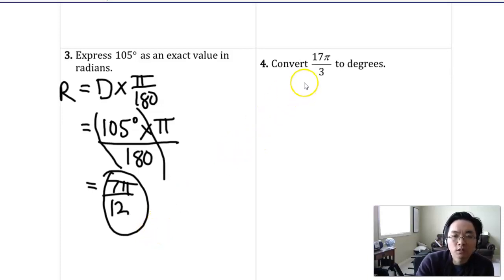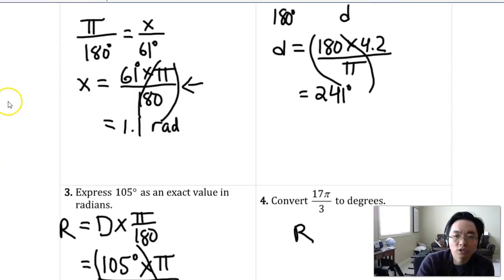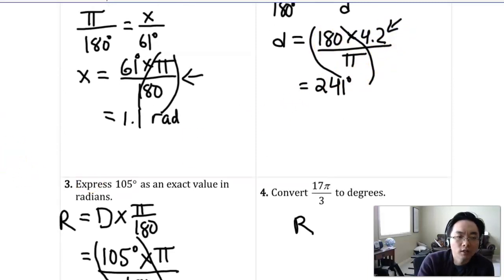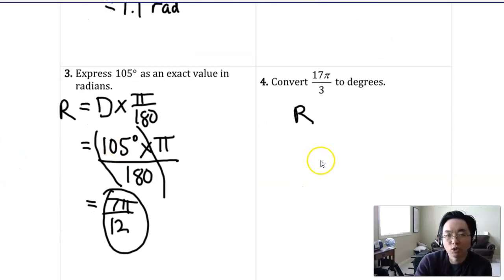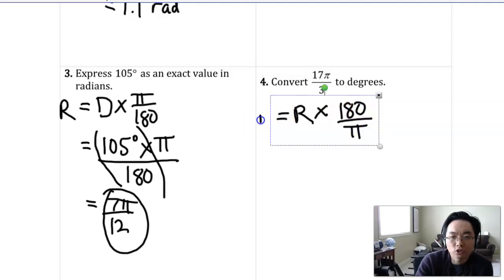Okay. Similarly, if we're going to go the other way, from radians to degrees, we saw from example number 2 that all you need to do is take your radian measure and multiply by the ratio 180 over pi. Multiplying by 180 over pi is the equivalent of multiplying by 1 because 180 degrees is equivalent to pi radians. So radians times 180 over pi. Okay, that's what will give you the degree measure. The radian measure here is 17 pi over 3. This one's actually going to be a little bit easier than example number 3.